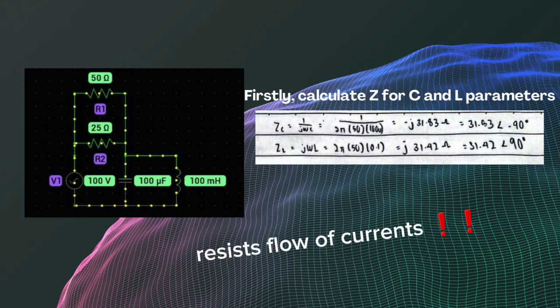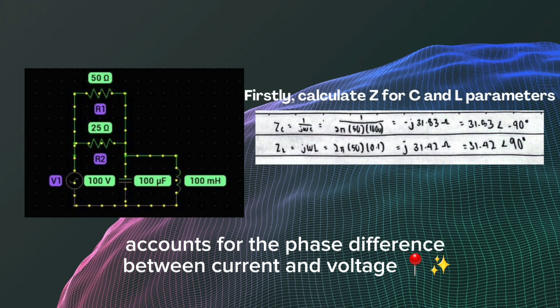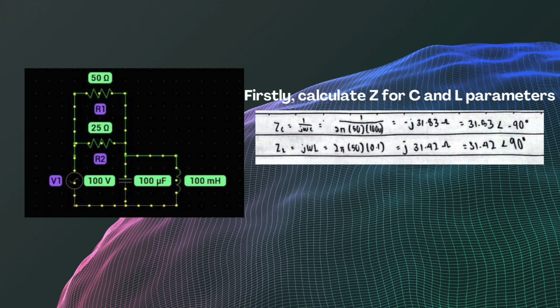Impedance is a measure of how much a component resists the flow of current, but it also accounts for the phase difference between the current and voltage. The impedance of the capacitor is calculated using the formula 1 over j omega C. However, the impedance for the inductor is calculated as j omega L, where omega is 2 pi f. By calculating these impedance values, we set the foundation for mesh analysis and get a clearer understanding of how these reactive components impact our current flow.